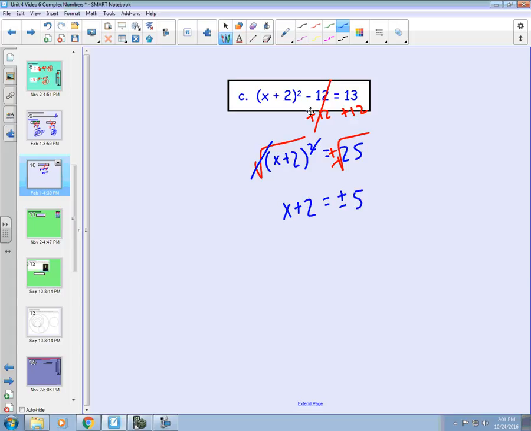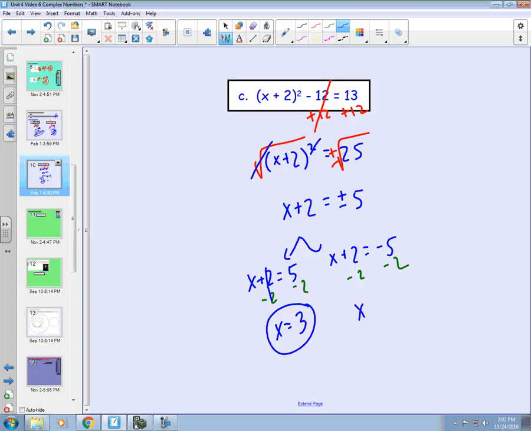Now to finish, we want to split this into two problems. We know that x plus 2 could equal positive 5, or x plus 2 could equal negative 5. So now solve both of them out and get the two answers. On both sides we're going to subtract 2 to get our two solutions. One solution is going to be 3. The other one is negative 7. Both of these numbers should make that problem work on the top.